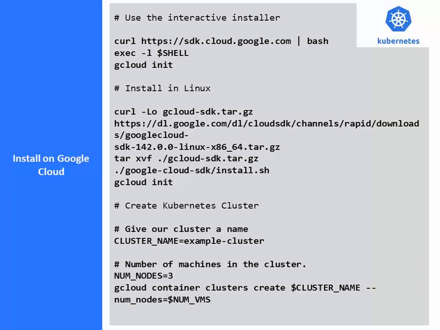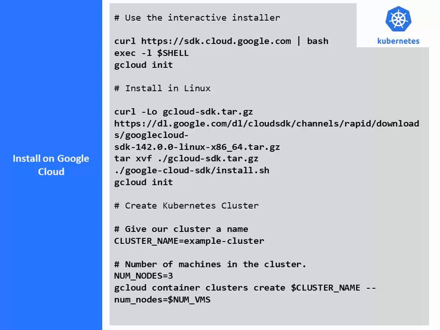Creating a Kubernetes cluster in the container engine requires the gcloud command from the Google Cloud SDK. To install this command locally, use one of the following options. Use the interactive installer, the easiest way for newcomers. curl https://sdk.cloud.google.com | bash. exec -l $SHELL. gcloud init.